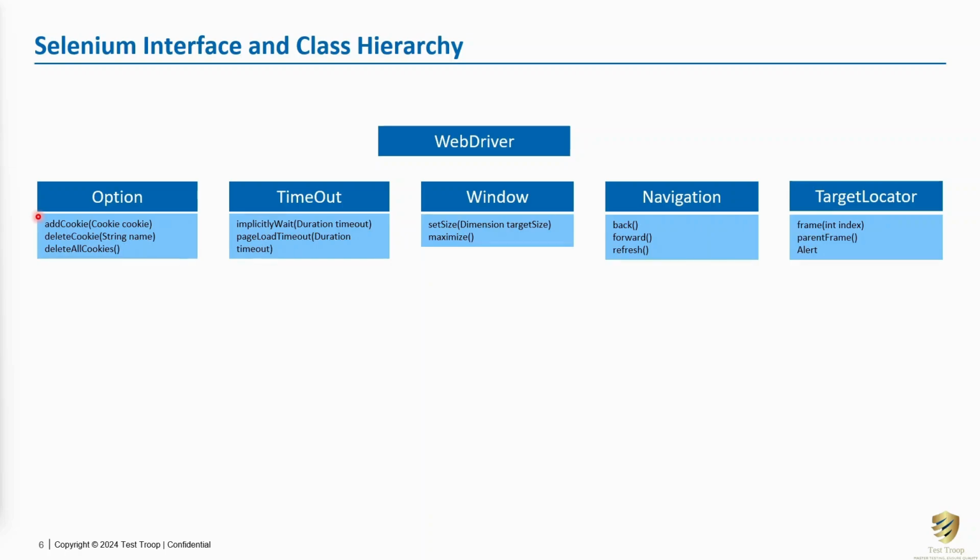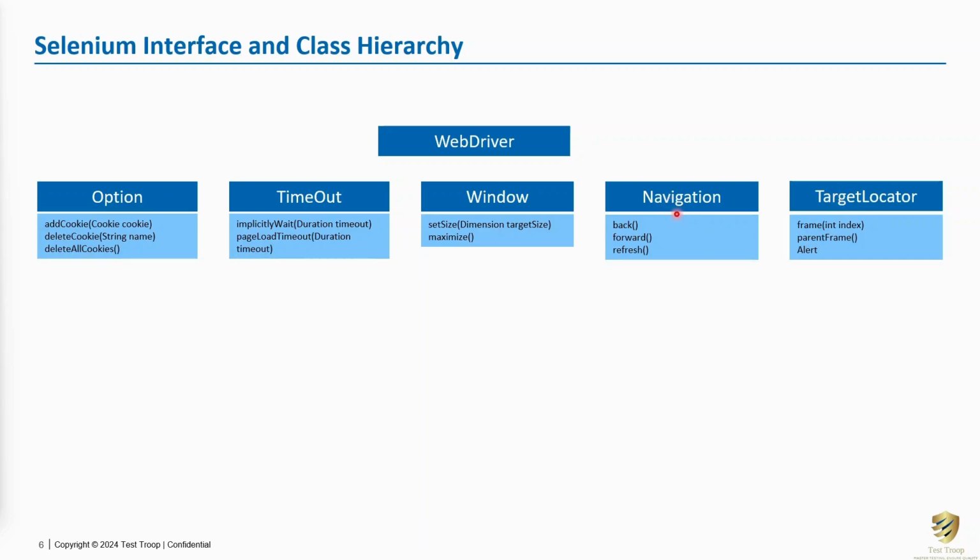Alerts, or the pop-ups, switch the driver context to the currently active alert. This makes the driver identify the currently active alert, allowing you to interact with alerts like accepting or dismissing them. This is what target locator basically does.